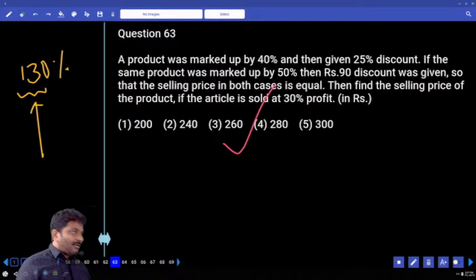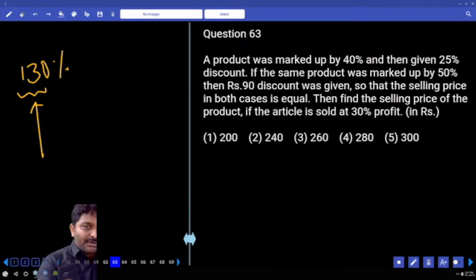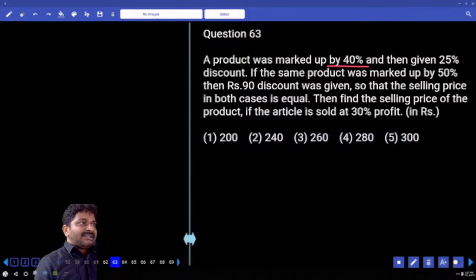Okay, now we don't have to consider the above data. If at all you have to consider it, it is if a couple of options are there which are 13 multiples. Now let's see how to do it. First case, it is marked up by 40%, then the marked price is, and given a discount of 25%.